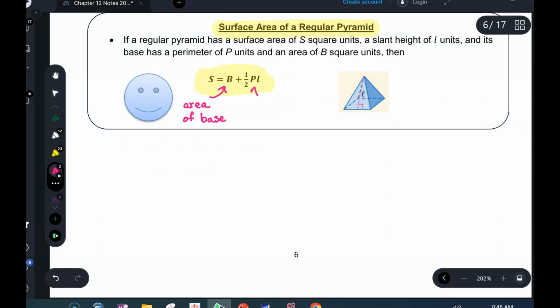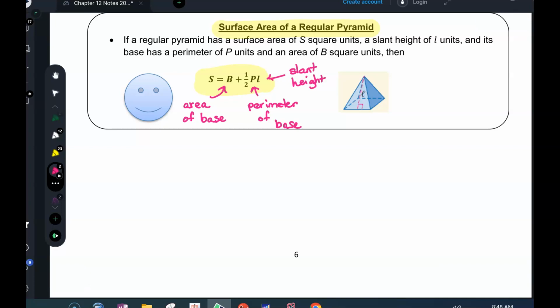So this is just a quick reminder. This is the perimeter of the base. And then L, that's what we call the slant height. Oh, so the B and the perimeter are both of the base. Yes, all of it is of the base except for the slant height, which goes on the outside part of one of the triangles.